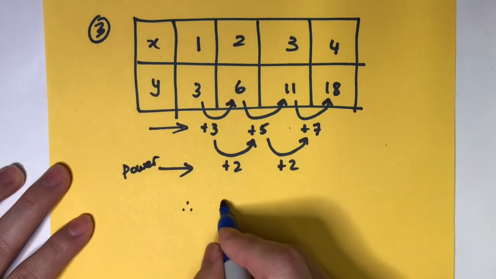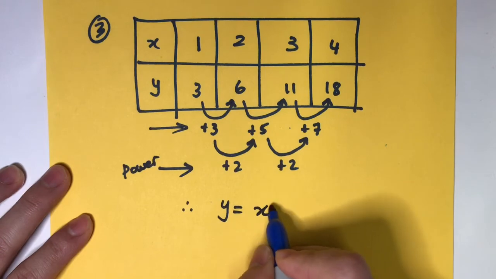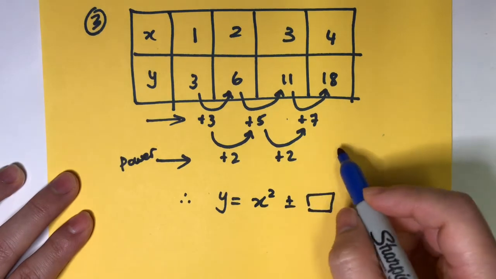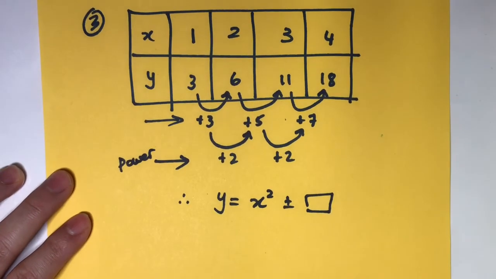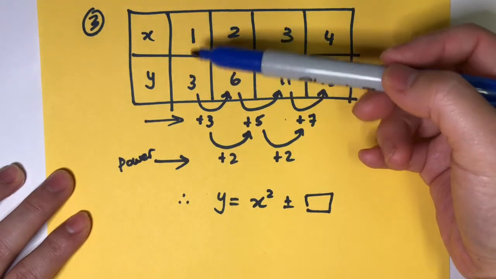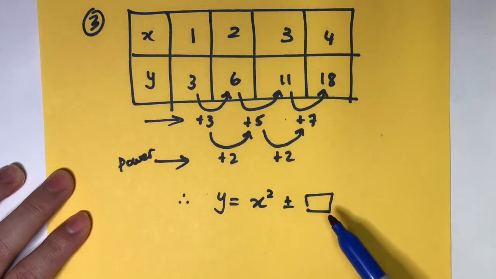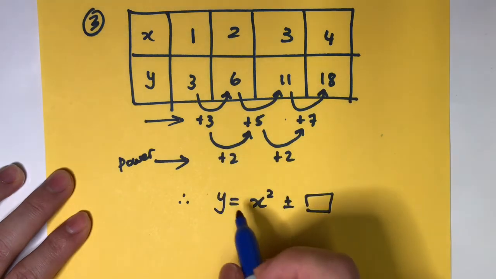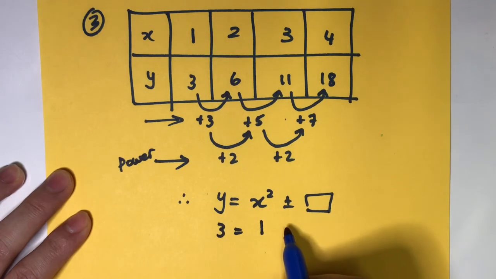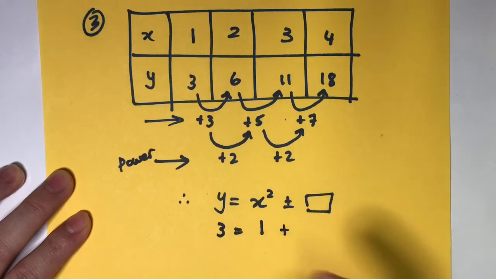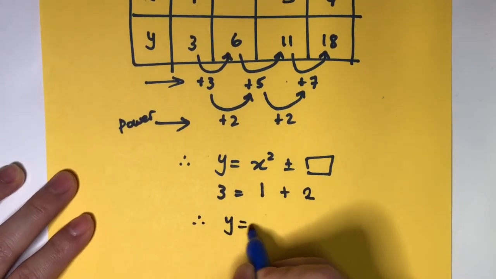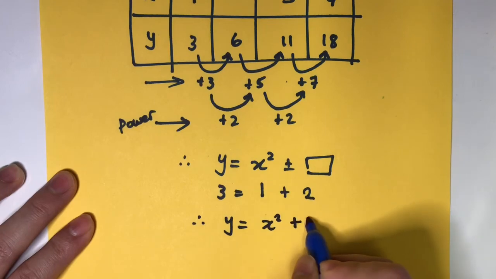So my equation will start with something like x squared. Okay, so that's the square power. So after that, it's all the same. I'm going to put these first values of x and y into here to find my constant. So I will expect 3 when I put 1. 1 squared is 1. So I have to have a plus 2, isn't it? So roughly I'm looking at y equals x squared plus 2.